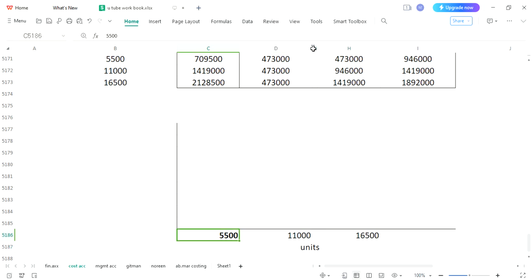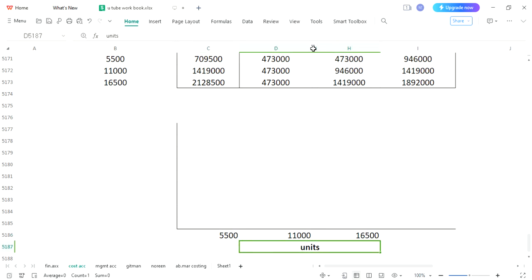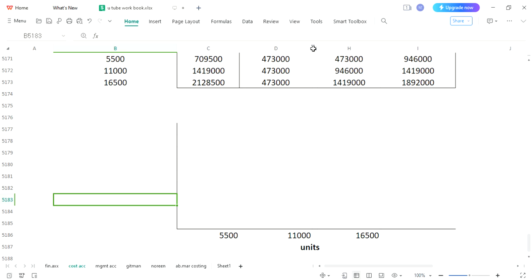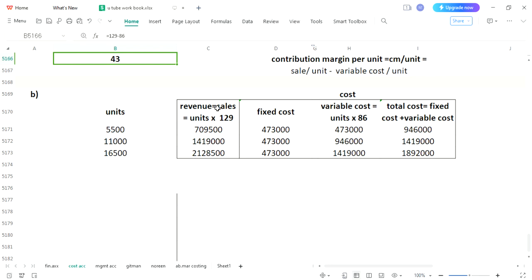Over the Y-axis, all your revenues and costs will be posted over here. There are two columns. We need to put revenues and total cost. These two columns will be used in our graph. Let's mark them: total cost and your total revenue. Units have already been written. So these two columns will be used over here.